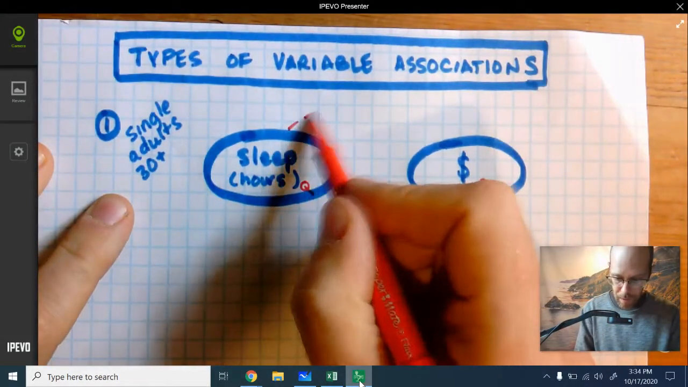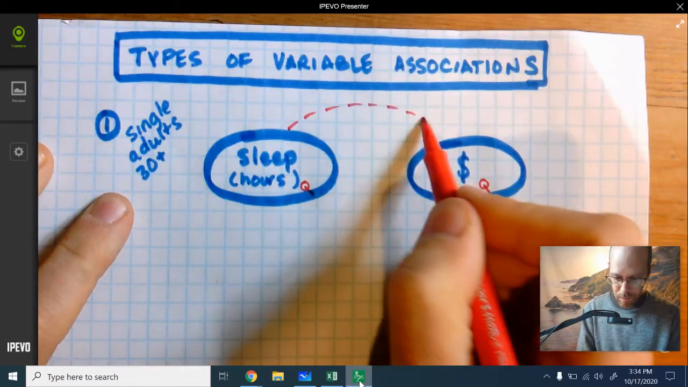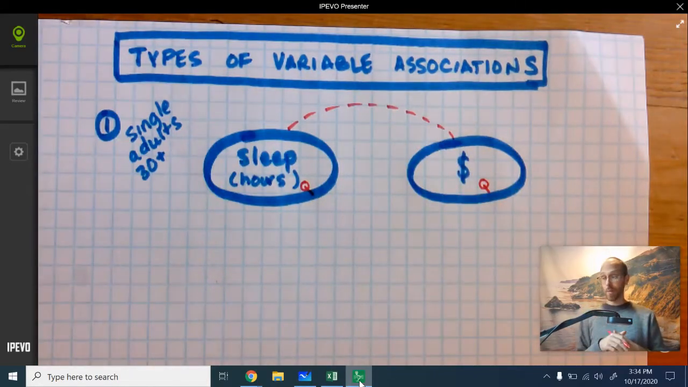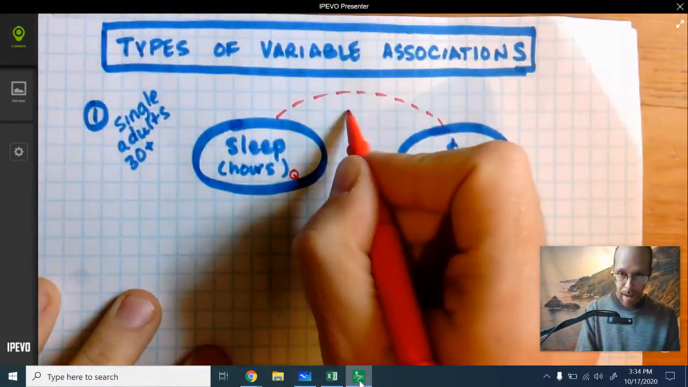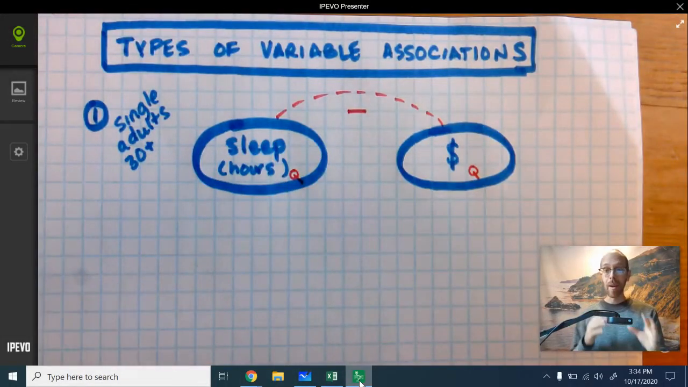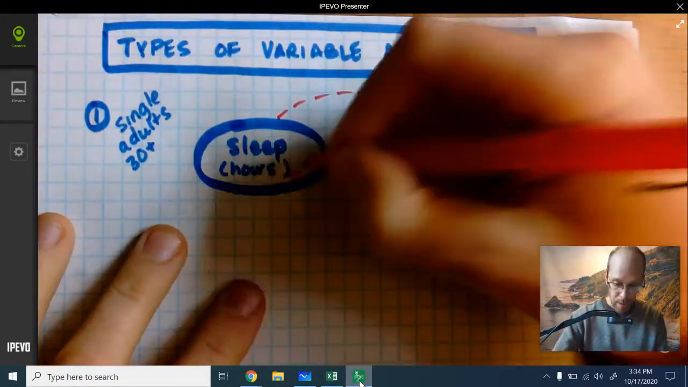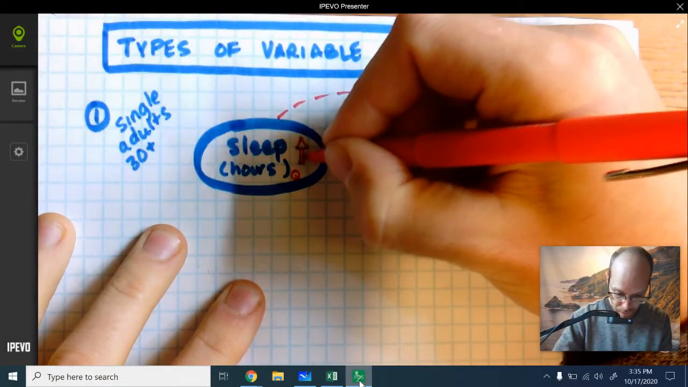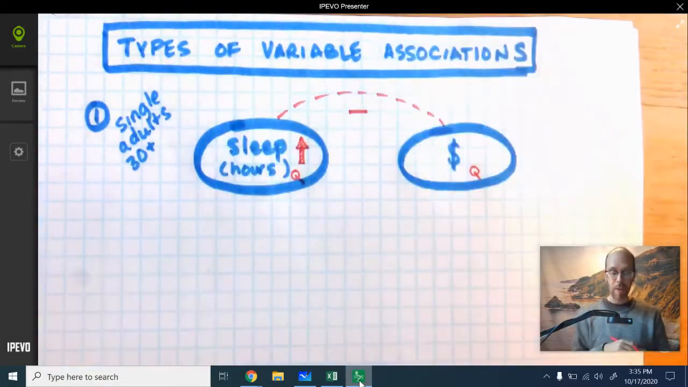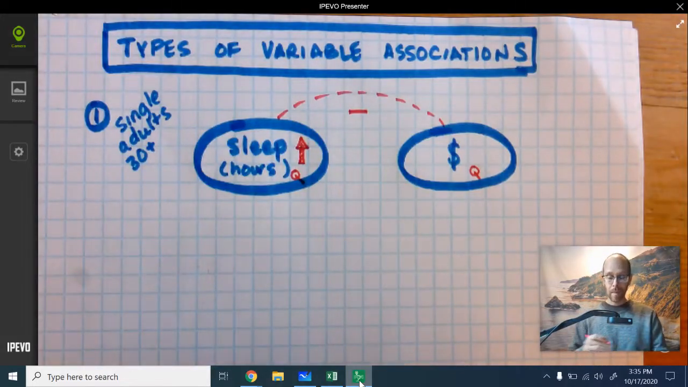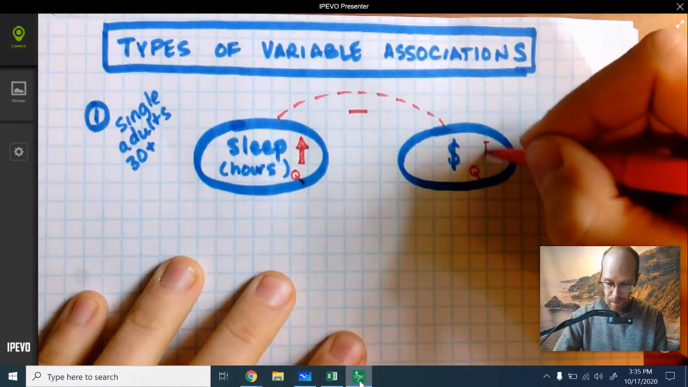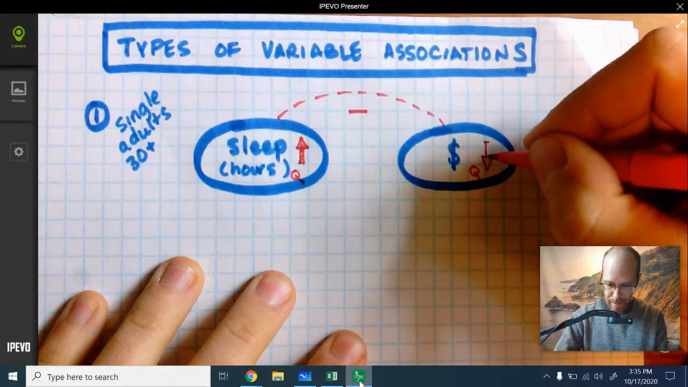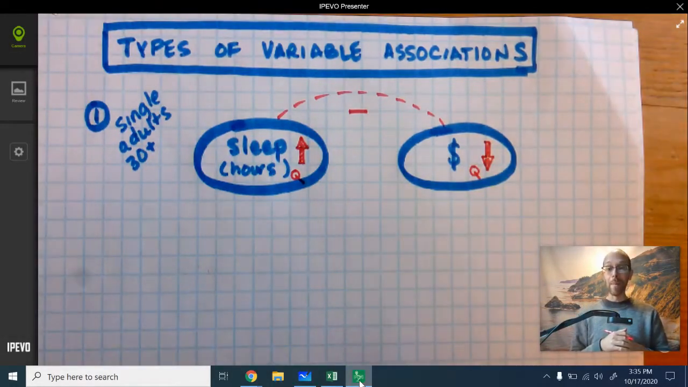And it turns out that these two things, strangely enough, are associated with each other. And it is a negative association. A negative association means that increases in the average hours of sleep that a person is getting are associated with decreases in the amount of money that they have in their bank account.